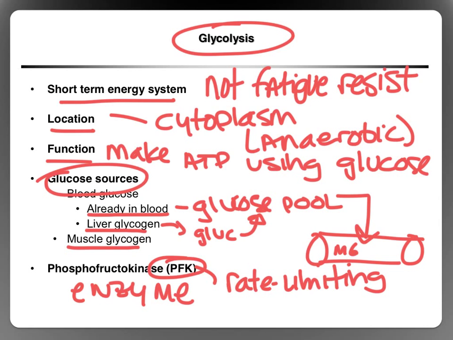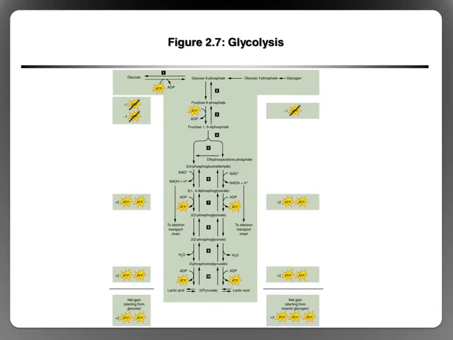So let's see what it looks like. This is figure 2.7 from your book. And as you can see here, there are lots of chemical reactions. Okay? Remember that a chemical reaction involves a substrate going through a chemical process and becoming a different substrate. So here we have lots and lots of substrates.